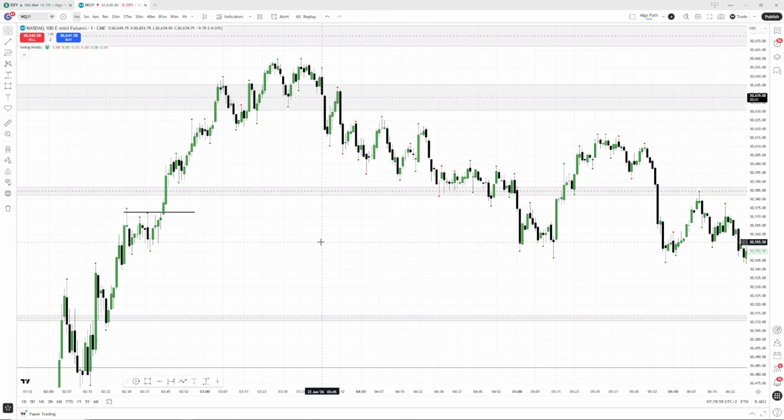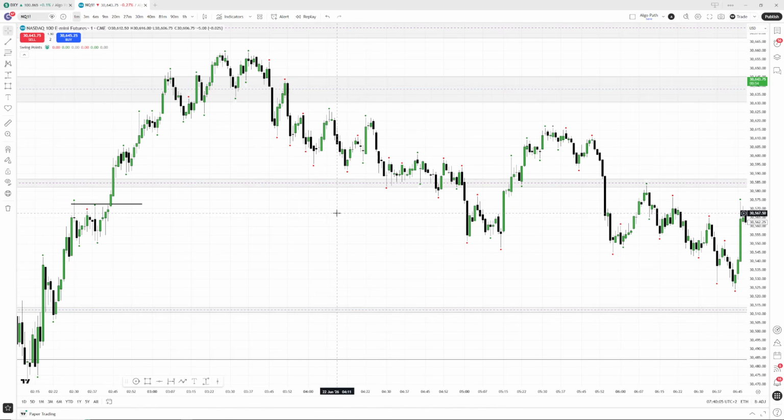Okay, let me see if I can find one good liquidity void example for you. I mean, I don't trade basically based on PD arrays, but I had some questions coming in asking me to show what times are important, what we need to look for in certain PD arrays.